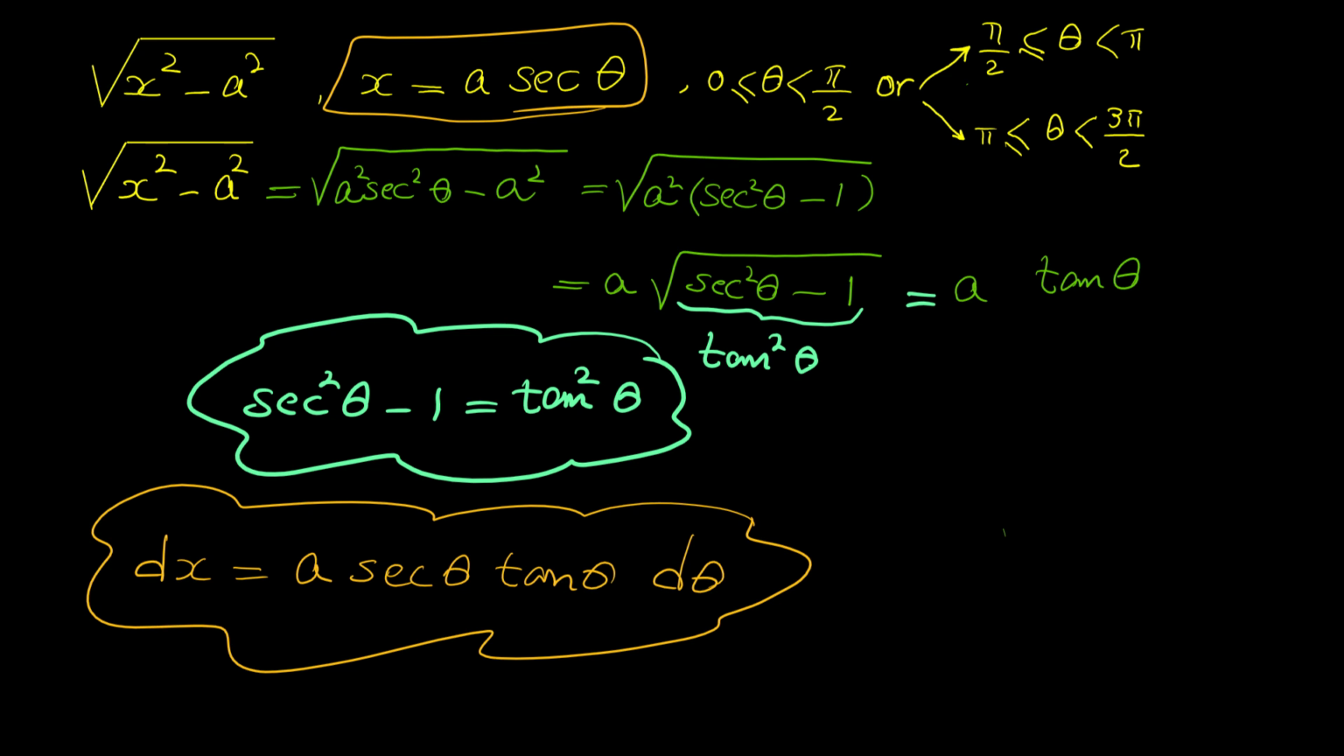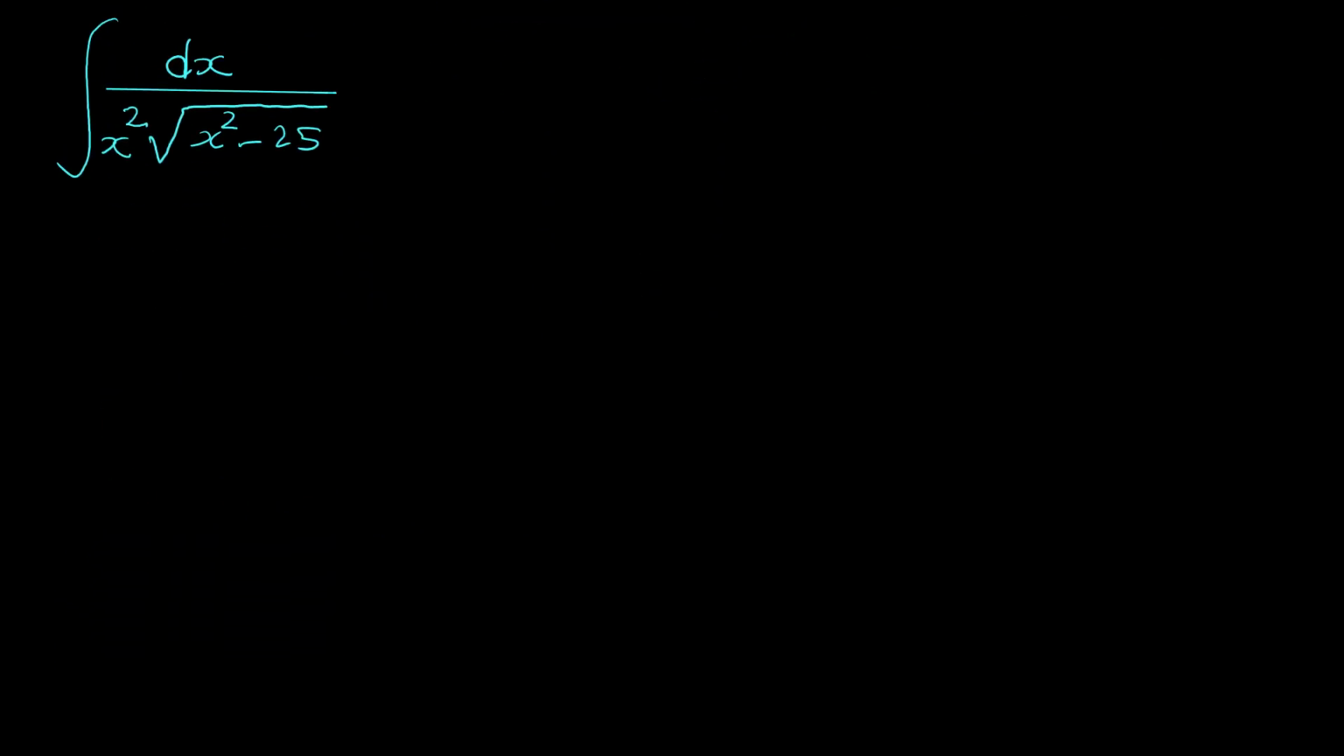Now that we went briefly over everything necessary for this substitution, let's do some questions. The first example here is integral of dx over x to the 2 times square root of x to the 2 minus 25. In this integral, first we try to use the normal substitution, u substitution. We suppose the expression inside the radical as u. If we suppose u as x to the 2 minus 25, then we can see that du is 2x dx.